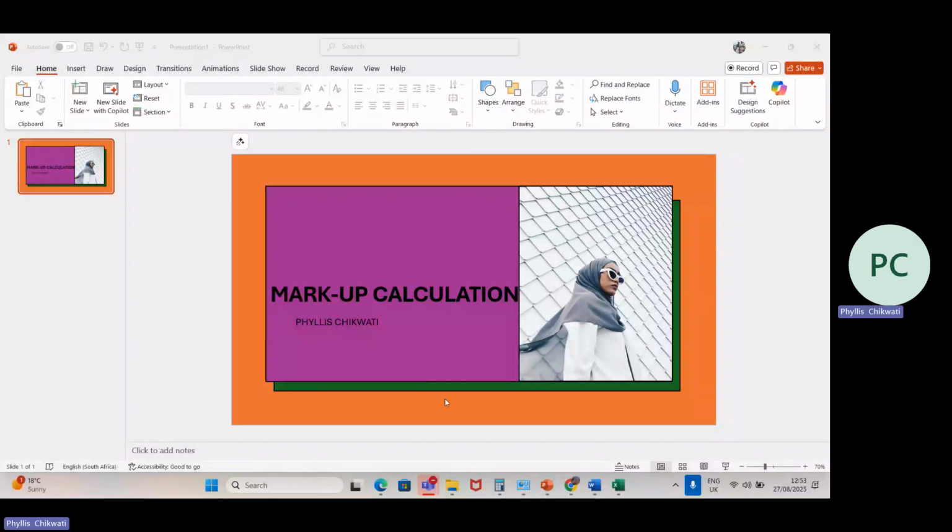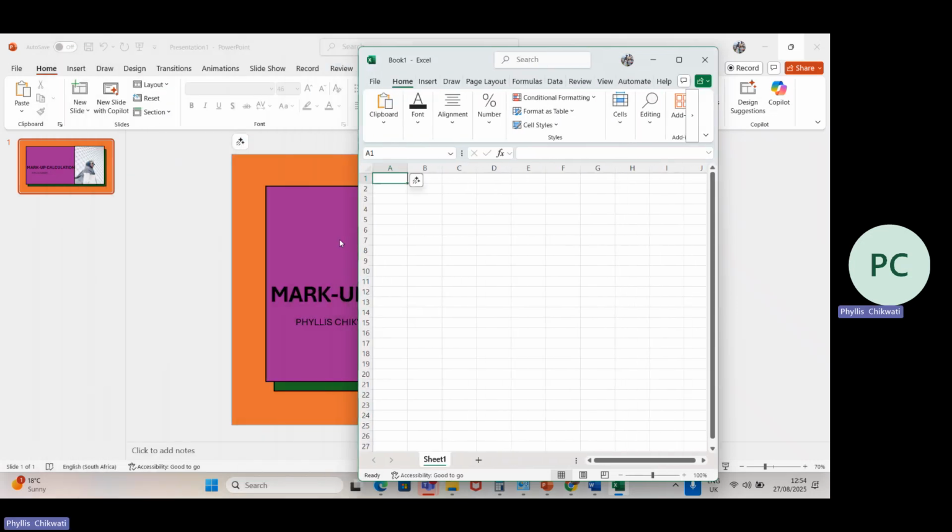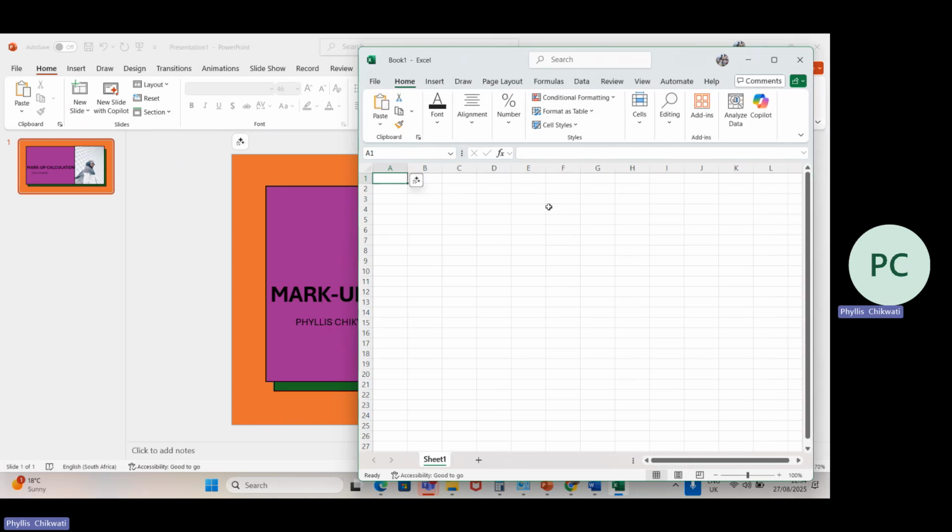Hey, good day. So today we're going to do markup calculation. I think all of us understand that when you are in the business of buying and selling, there's no way that you can just sell at no profit. So in short, you need to sell at least at a profit. So we're going to do markup calculation in this session.